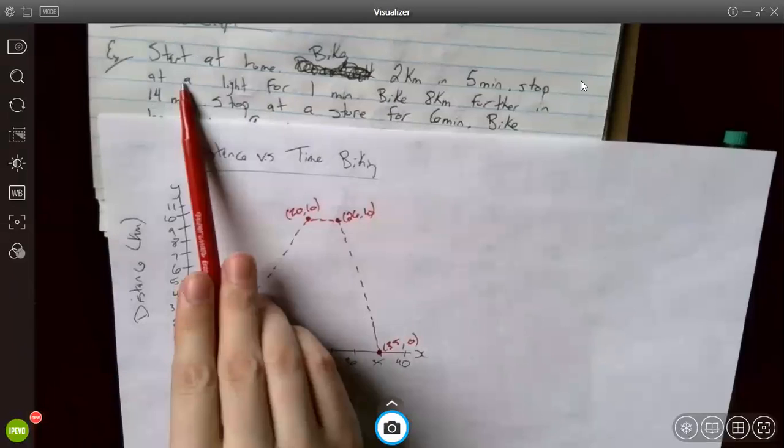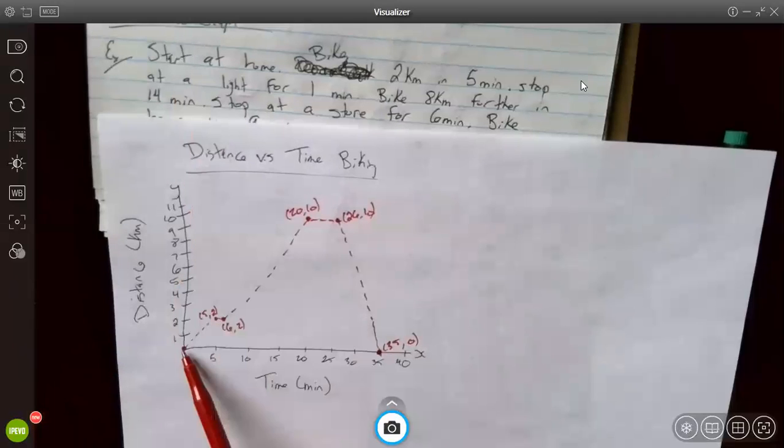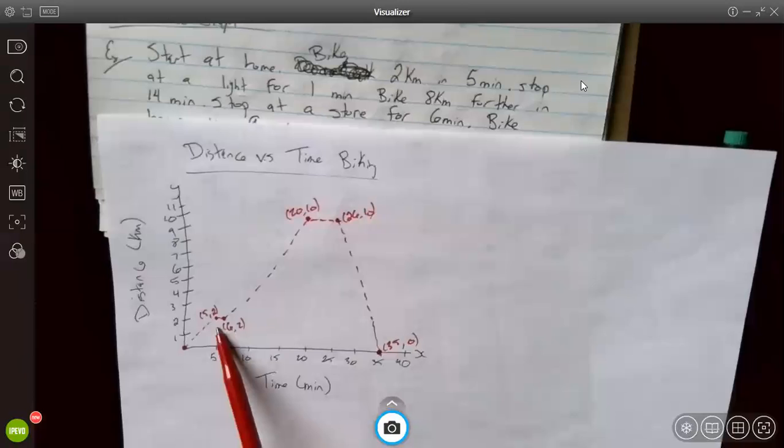Then it says that we start at home. So home will be 0, 0. We then bike 2 kilometers in 5 minutes. So the distance has to be 2 kilometers after 5 minutes. So we get a point at 5, 2. Again, we always read our x and then y, so 5, 2. Then we stop at a light for 1 minute. So the distance doesn't change when we're stopped, just the time does. So a minute later, now it is 6, 2.